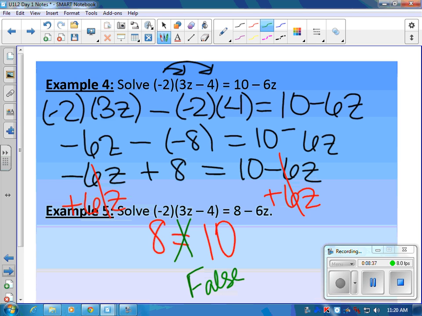If you looked in your book at example number 4, we should know that if we do our work and we get to a false statement, 8 does not equal 10. That is not a true statement. That means this equation has no solution. There is no value I could put into this equation that would make it true. As soon as we see a false statement, that means we have no solution for that equation.